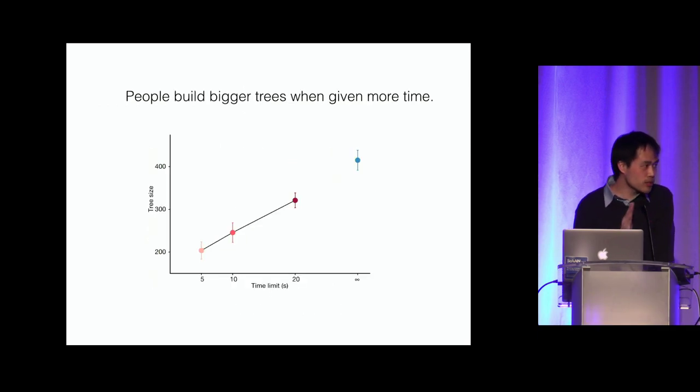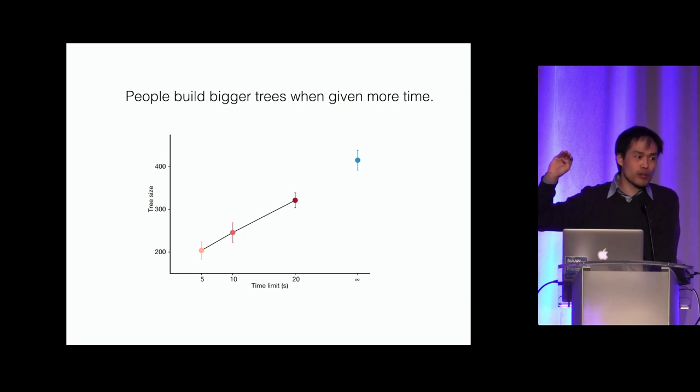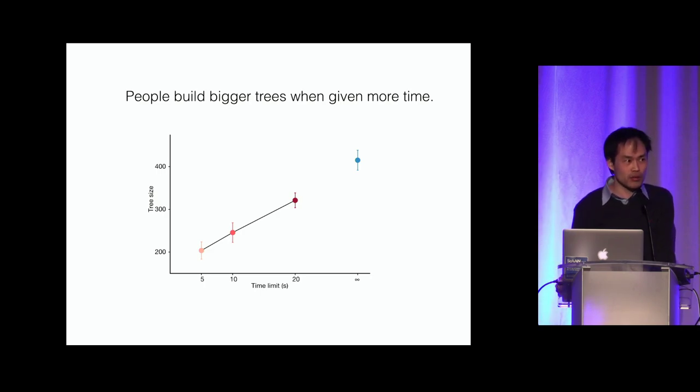Now, what we also do is a time limit manipulation. So we force people to make the move in 5 seconds, 10 seconds, or 20 seconds. And the infinity point is the previous experiment where we don't have a time limit. If we had not found a monotonic increase in the estimated tree sizes, something would have been very wrong with our model, and we would have had to go back to the drawing board. But fortunately, we did find that people seem to be building bigger trees when they have more time.